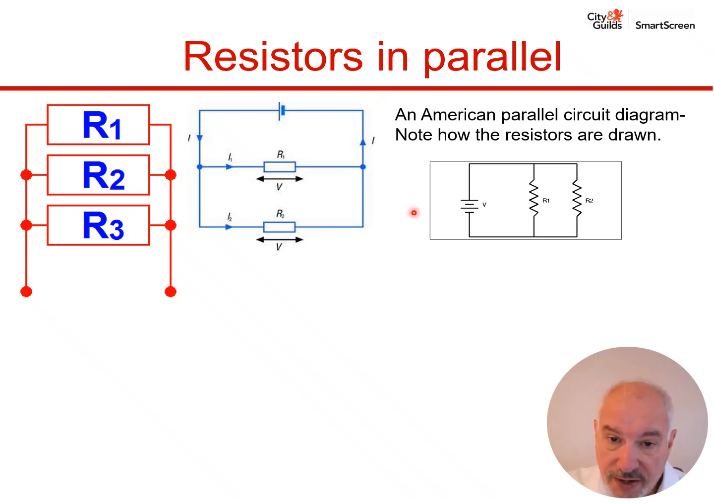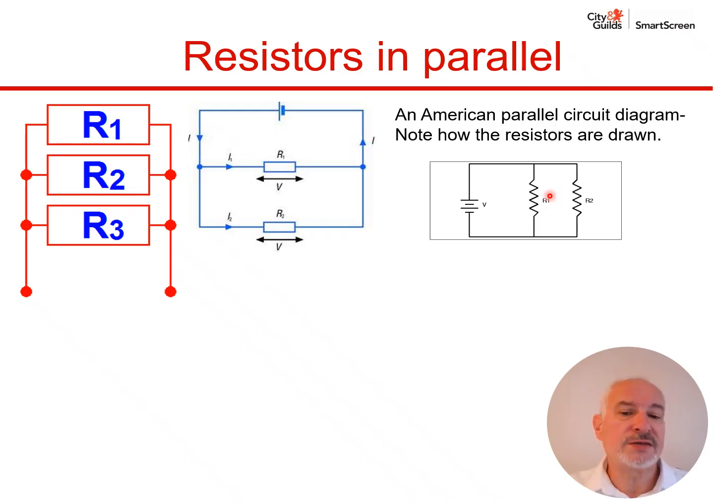Now in the third diagram, we've got an example of what you might see if you go online and look at any information on circuit diagrams. This is the American system for identifying components in a circuit. So in America they use a zigzag line, whereas we use a rectangle in the UK. So just be aware of that.